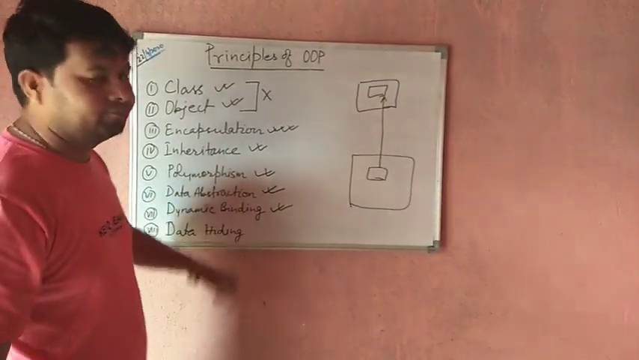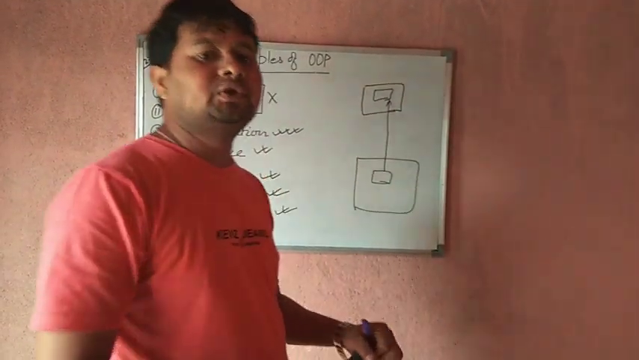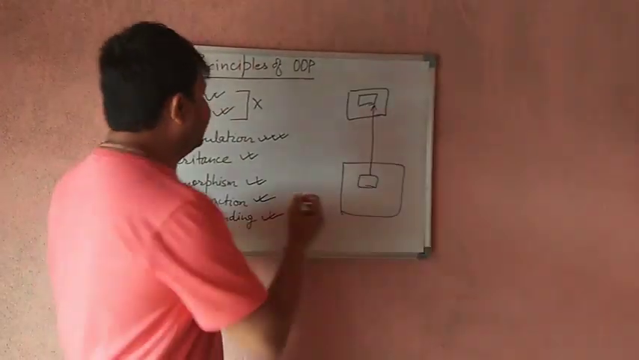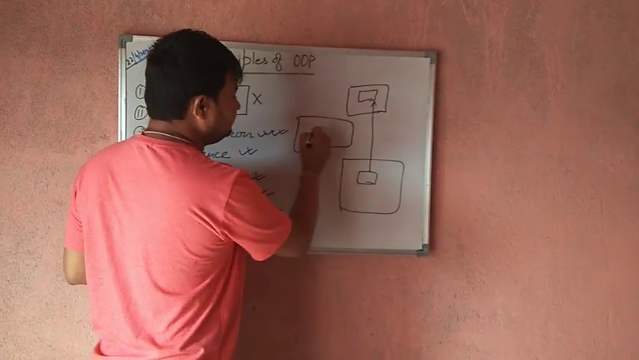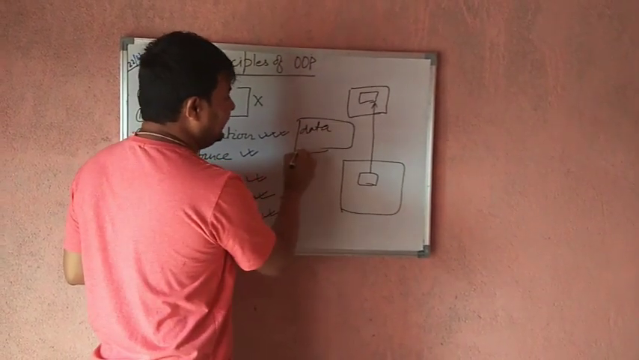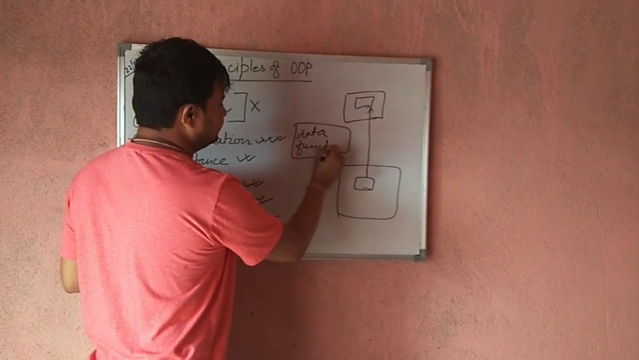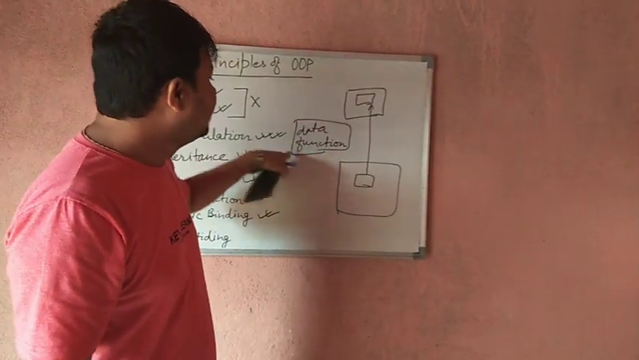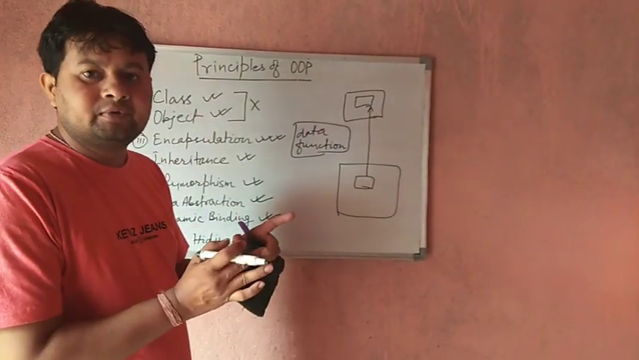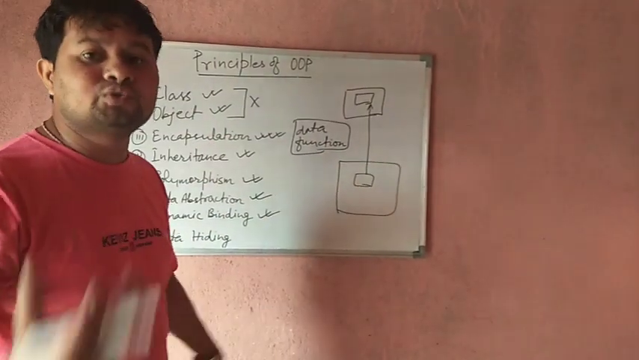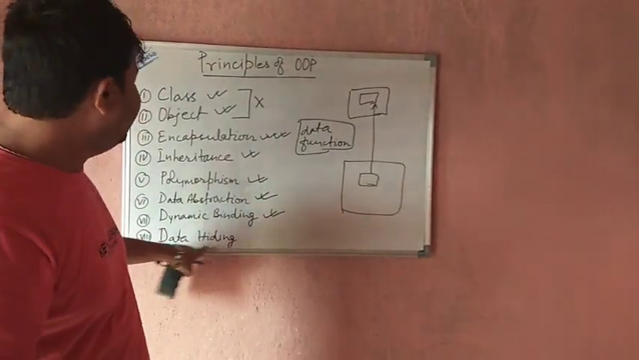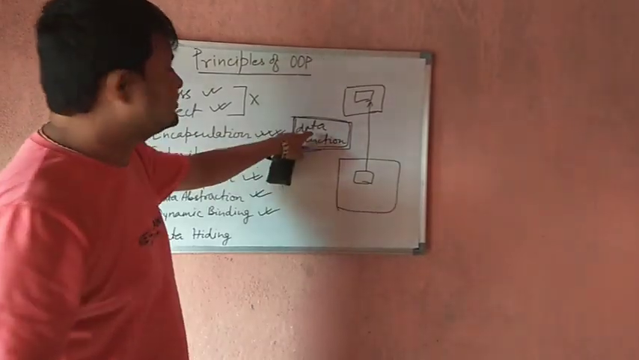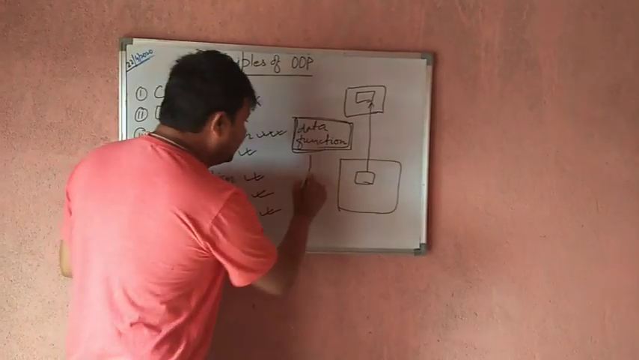Next one is data hiding. Data hiding is simply a process where we cannot use data directly. As in a class, we have data and functions. So far we have seen encapsulation. What does it do? It wraps together, so that this data cannot be used from outside directly. So data hiding tells that this data is kept hidden from the outside world.